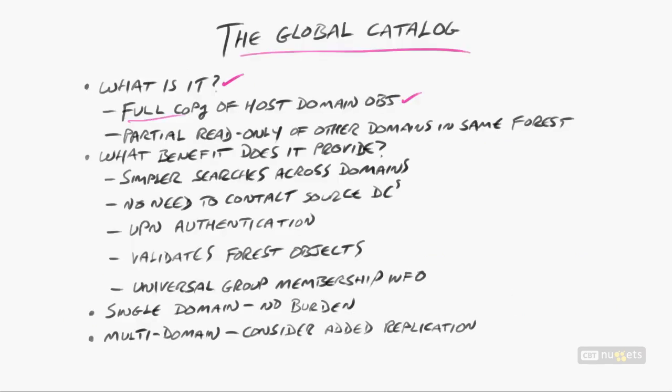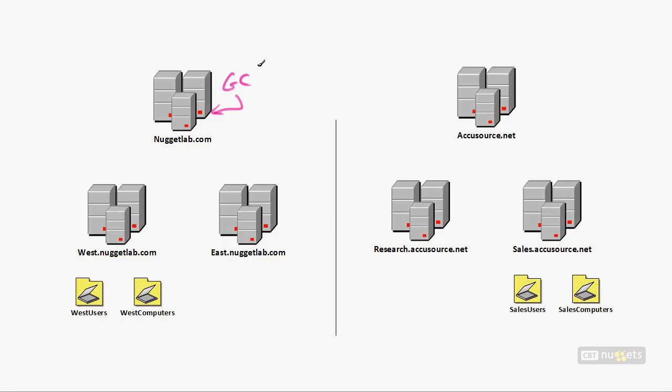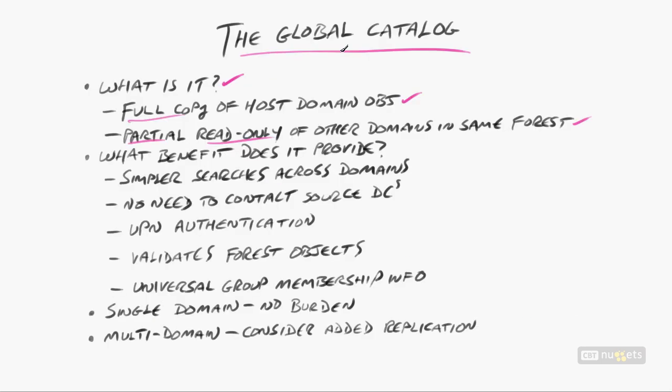However, if I have multiple domains, then it's going to take a partial read-only copy of other domains in the forest. So when we take a look at that, this global catalog here will also have user accounts, groups, and any other Active Directory object from east.nuggetlab.com, as well as from west.nuggetlab.com, but it's a little bit more of a shell of the account that's down there. It's not the complete object, the same as a domain controller down here would contain, but it has most of the searchable objects that you would normally find. And the reason why that's useful is because it gives us these different benefits.